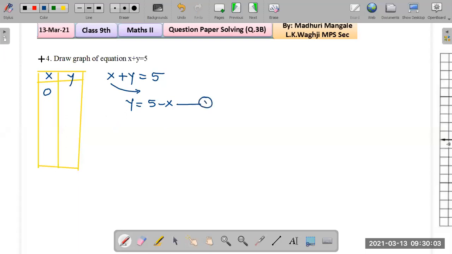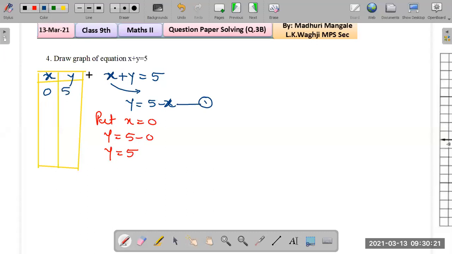This is equation 1, and I have changed the signs of x. Okay, and yes, we start with putting x equals to 0. So what will happen? y equals to 5 minus 0. So what is y? y equals to 5. That gives you the first value, 0 and 5, correct?